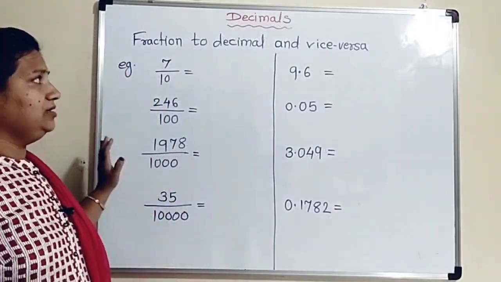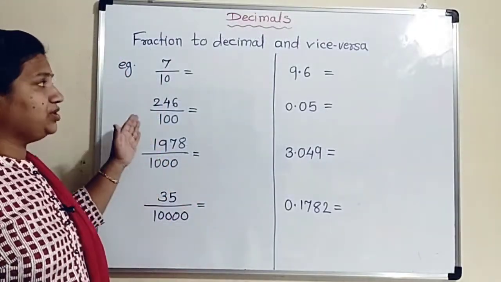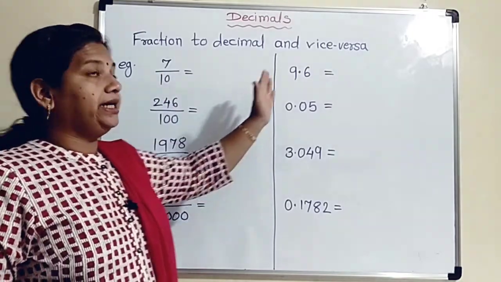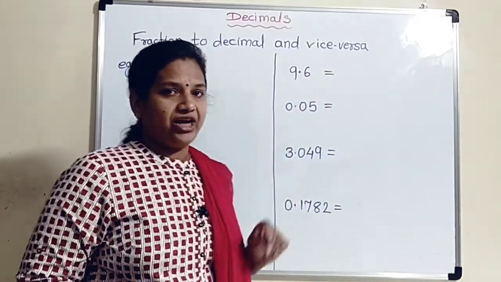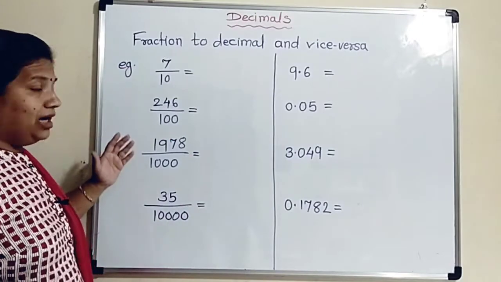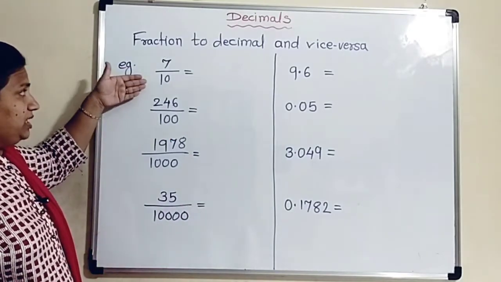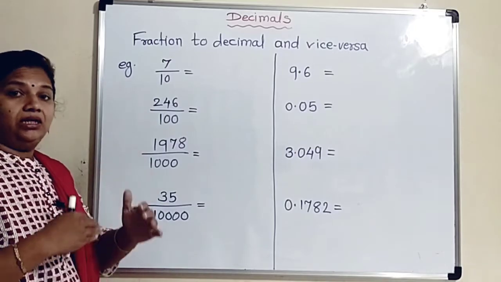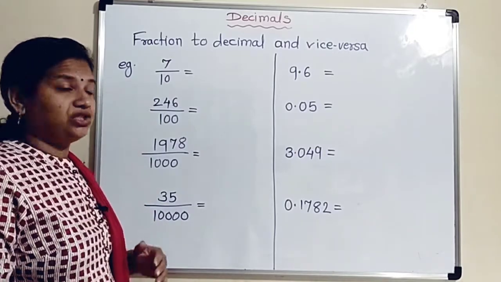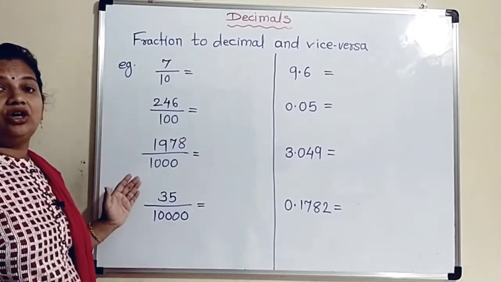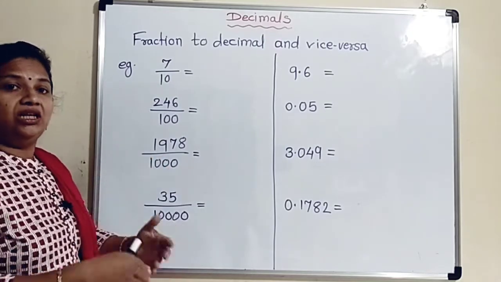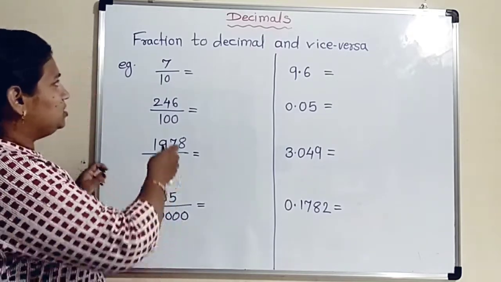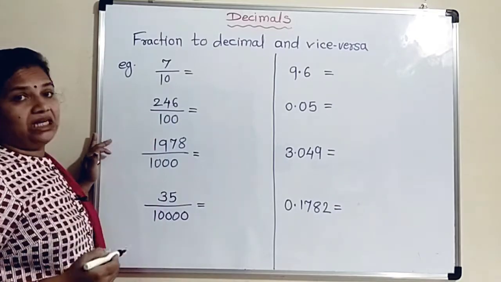Now let us learn how to convert a fraction into decimal or a decimal number into a fraction. Here I have just taken the fractions with denominator 10, 100, 1000 or 10,000. But if there are some other fractions, those who are not having such denominators, that also we will learn in our next part. So here 7 by 10 is a fraction.